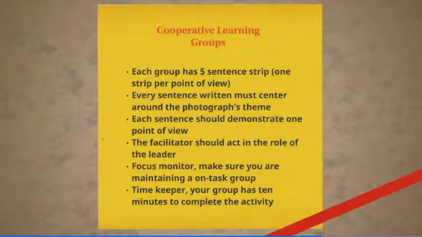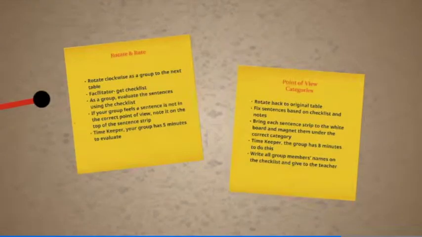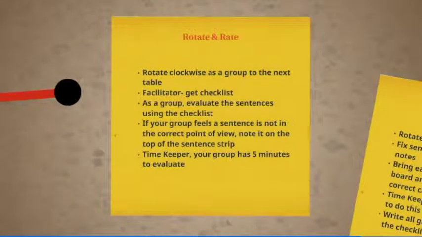Nice work. The next thing we're going to do is a thing called rotate and rate. You're going to rotate clockwise as a group to the next table. Facilitator, make sure that you get out the checklist that you received when you walked into class. As a group, evaluate the sentences using the checklist.